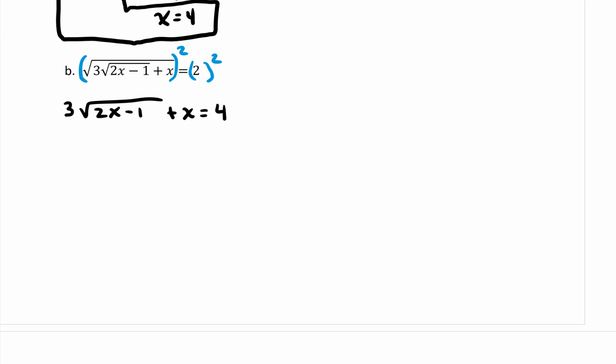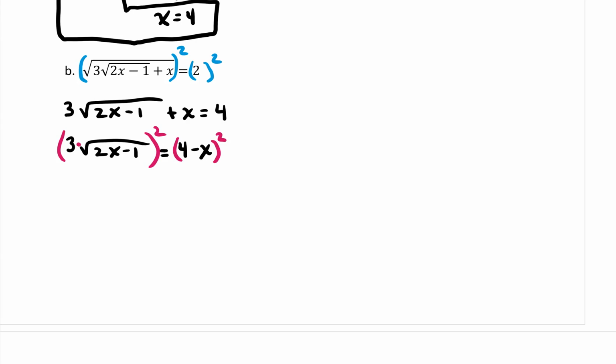Okay, so again, I still have a radical in here, so I'm going to want to isolate my radical. So I have 3 square roots of 2x minus 1 equals 4 minus x. I could divide both sides by 3, but in this case I really don't want to deal with fractions, so I'm going to leave it there and use my rules of exponents, because it's multiplication between the 3 and the square root of 2x minus 1. I can square each piece.